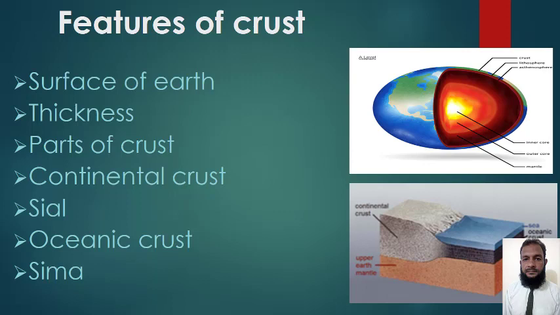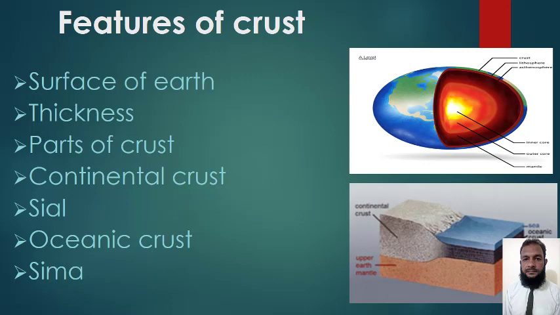Continental crust is made of silicon and aluminium. Therefore, it is known as Sial. What is Sial? Sial is the composition of continental crust, because continental crust is made up of two minerals, silicon and aluminium. Si for silicon and Al for aluminium, so it is called Sial.